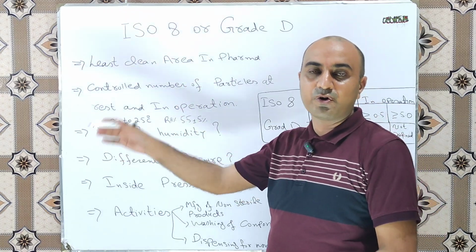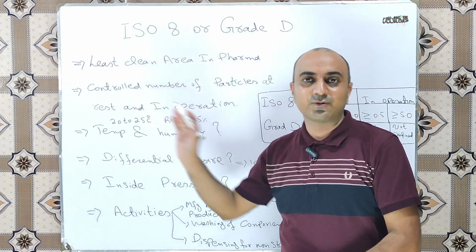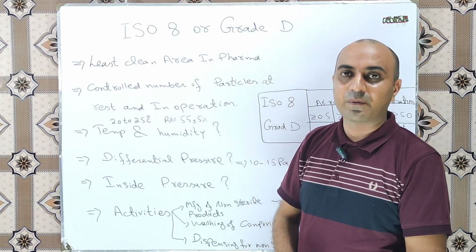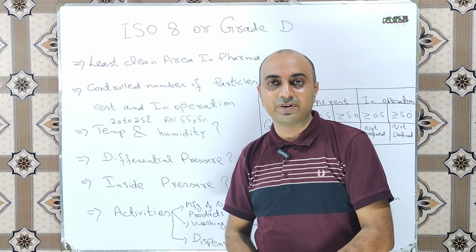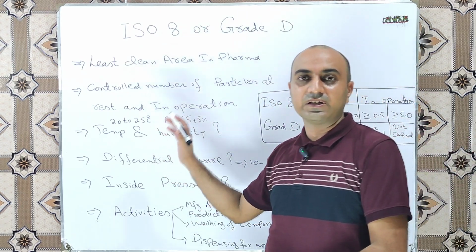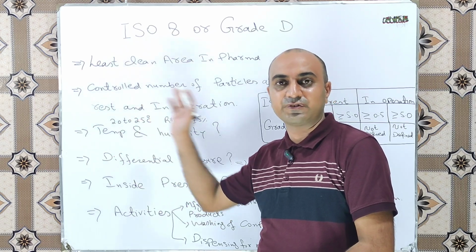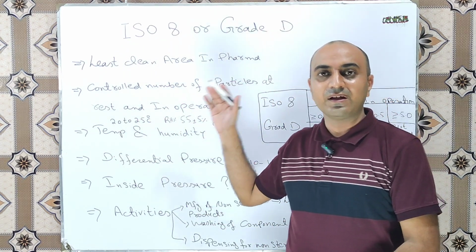Yes, we have controlled temperature and controlled humidity in grade D or ISO class 8. What is the requirement? The temperature usually lies between 20 to 25 degrees centigrade, and the relative humidity usually lies between 55 to 60 percent. Depending upon the product requirement, it can be decreased.